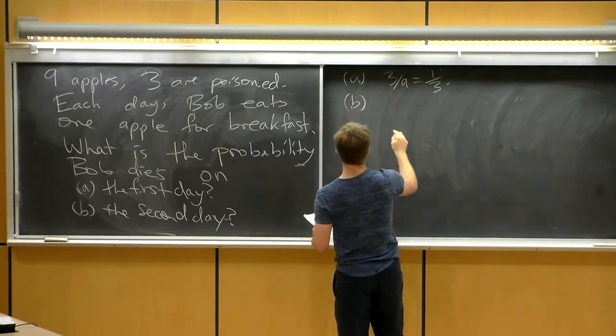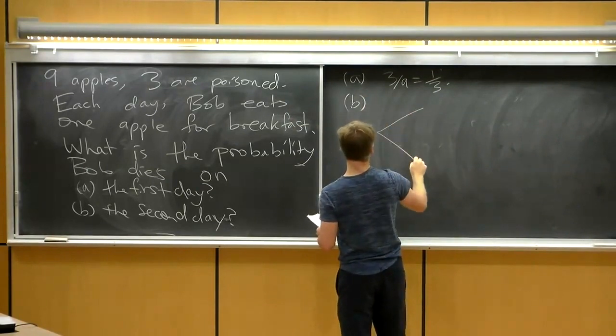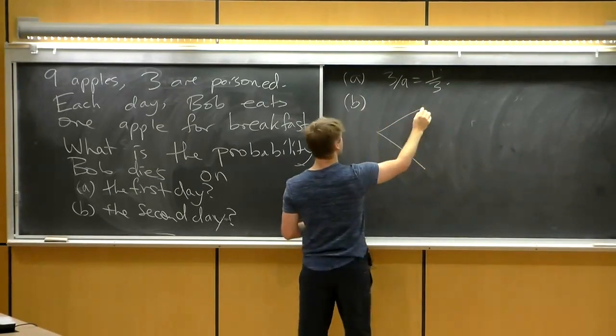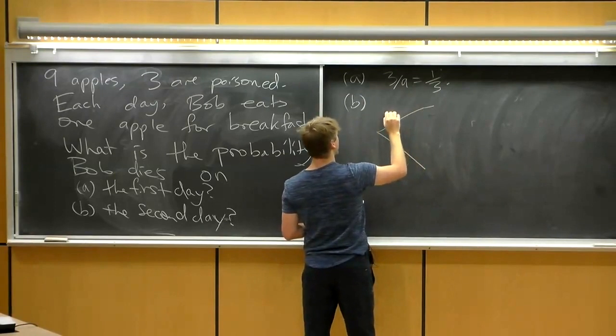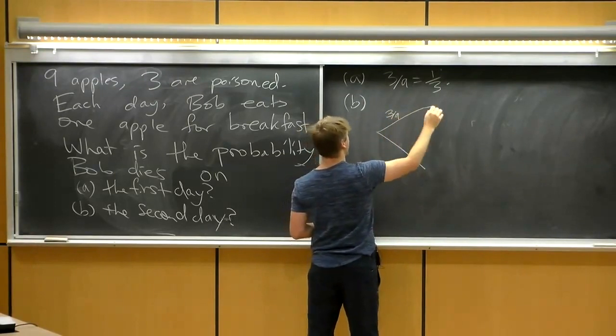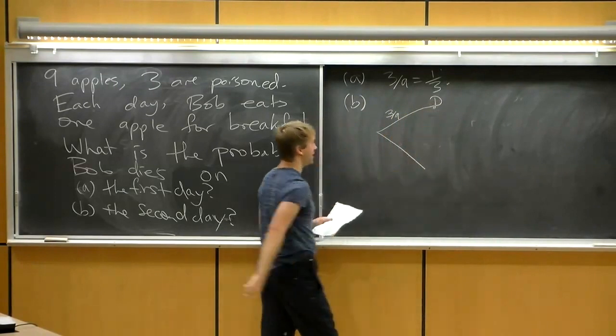So for part B, let's get into a bit of a tree diagram thing. So we know there's a 3 over 9 chance that, I'll just label this D for died.